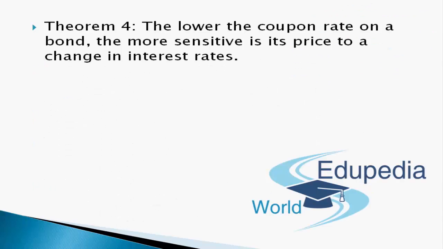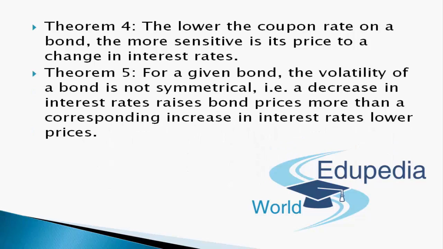Theorem number 4 says the lower the coupon rate on a bond, the more sensitive is its price to the change in interest rates. In other words, we can say that higher coupon rates have less interest rate risk. And the last, theorem number 5 says, for a given bond, the volatility is not at all symmetrical. That is, a decrease in interest rates raises bond prices more than a corresponding increase in interest rates lowers prices.